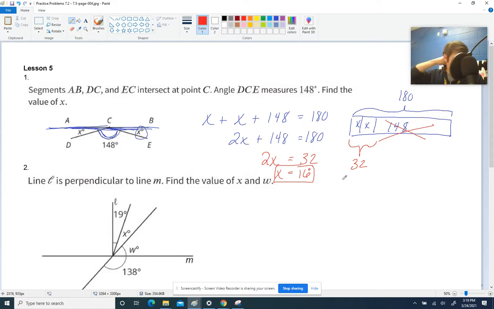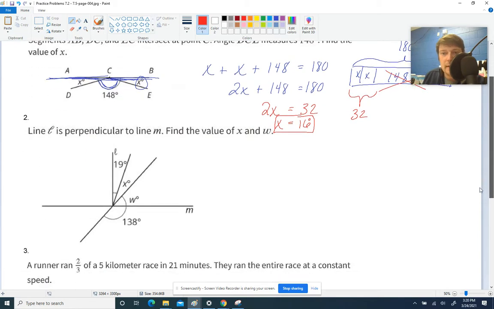All right. So you can see how this one's a little bit more complicated, but it is not impossible for you guys to figure out. Okay. Show that work, set up that equation, find that missing value.